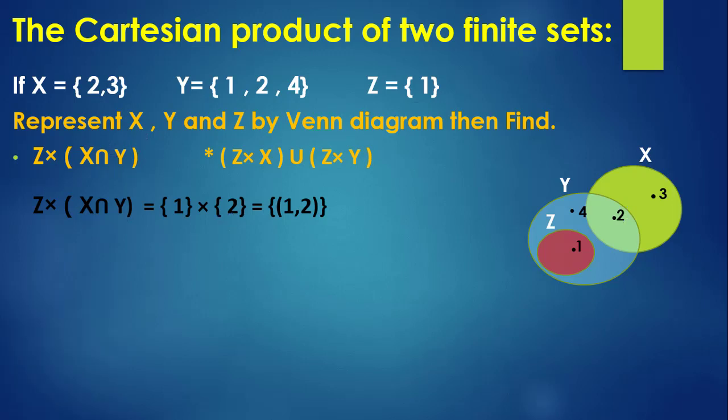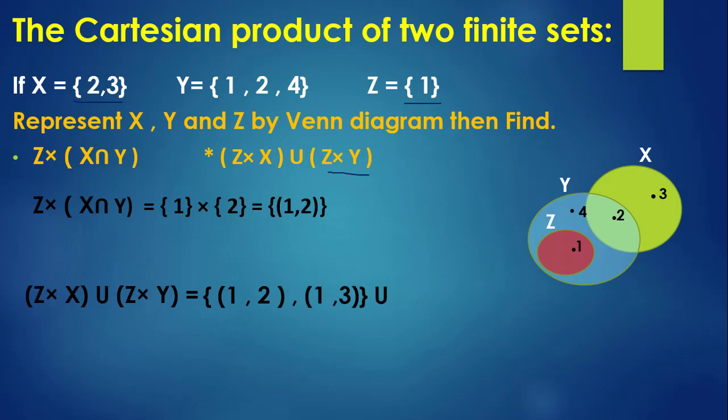Let's move to the next one. Now I want Z by X union Z by Y. Where is Z by X? This is Z, which is {1}. X is {2, 3}. So it will be (1, 2), (1, 3). What about Z by Y? This is Z and this is Y. So (1, 1), (1, 2), (1, 4). Z by X means the first element from Z and the second element from X, so I have (1, 2) and (1, 3) only. Then Z by Y, I have (1, 1), (1, 2), (1, 4).